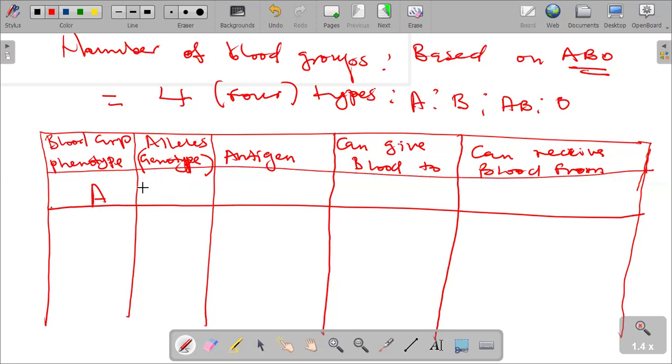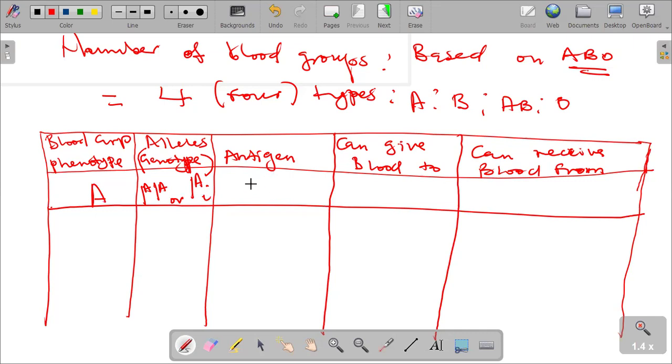And then the alleles that control blood type A can appear in different ways. It can be A dominant, or we can have A like that, to say a person who is having that is blood type A, which can be either A homozygous or A heterozygous. And then we are saying what antigen is produced.